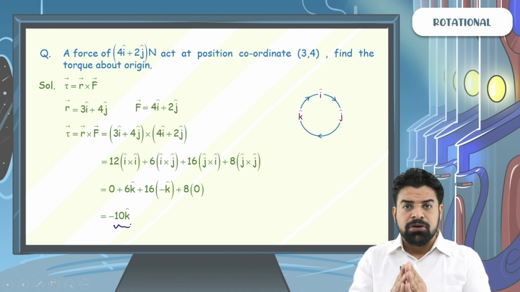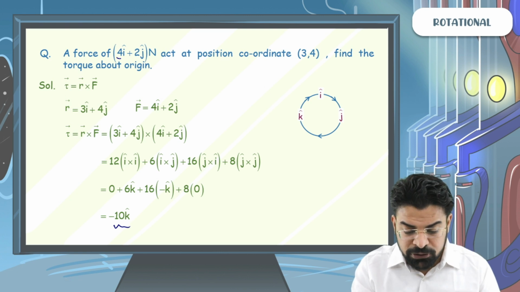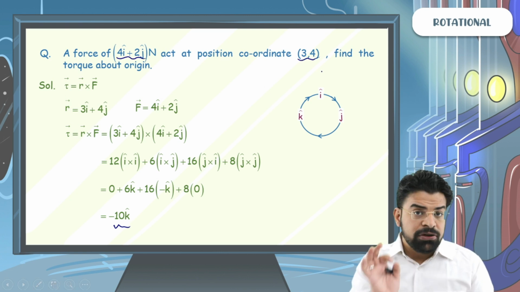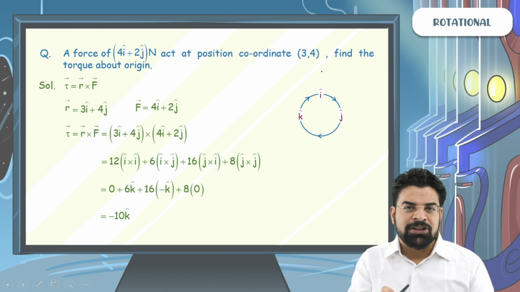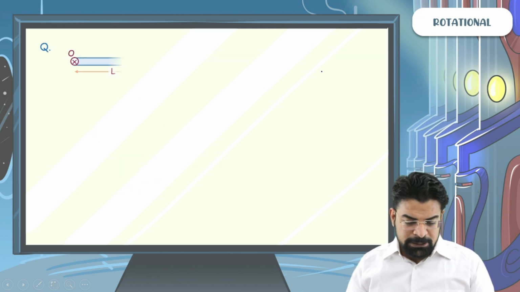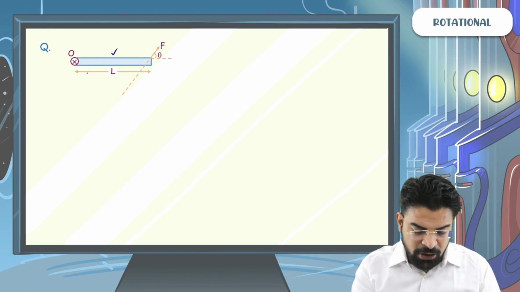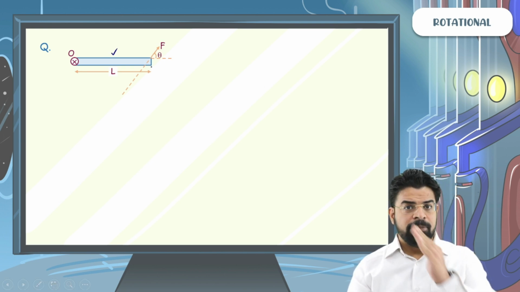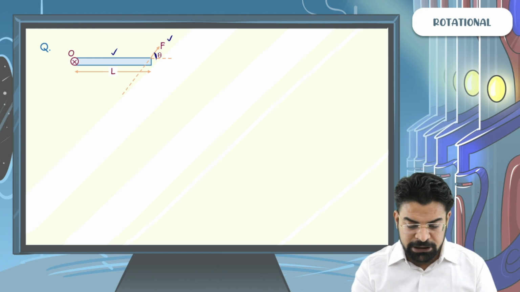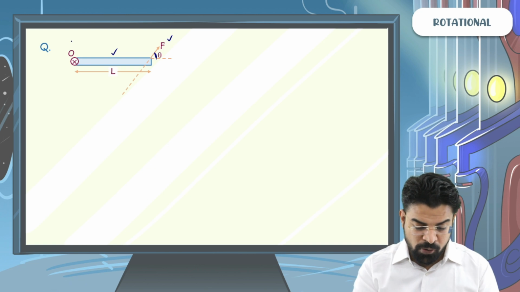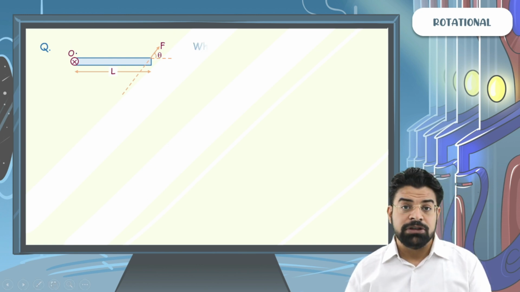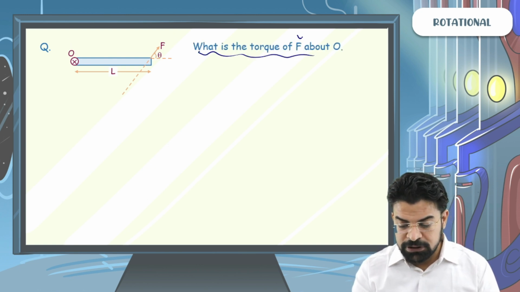Now this particular question is important so that you know how to write the cross product, and you should practice it. But without wasting time, now let's start the fun part. A simple question: there is a rod of length L and we have applied a force F at some angle theta. We need to write the torque of this force about O. So what is the torque of this force about O?